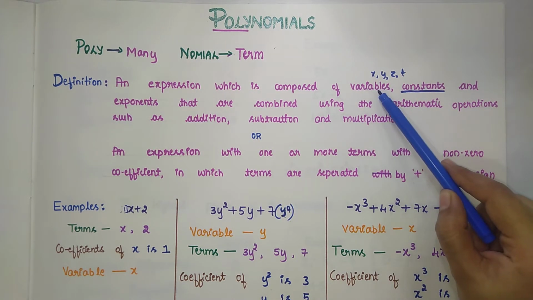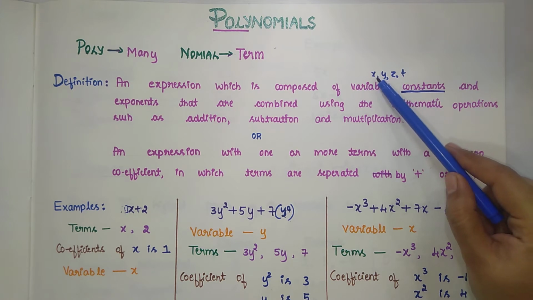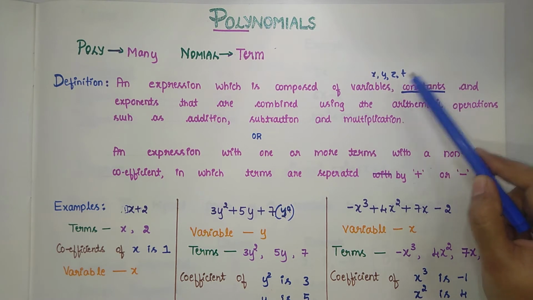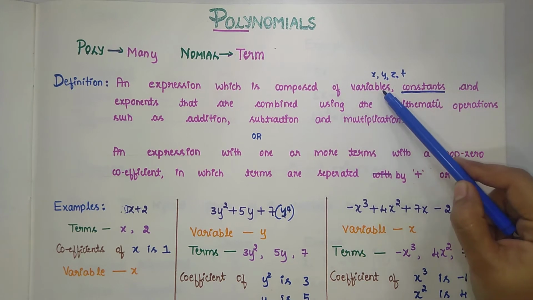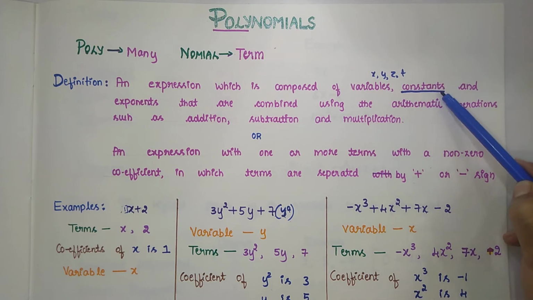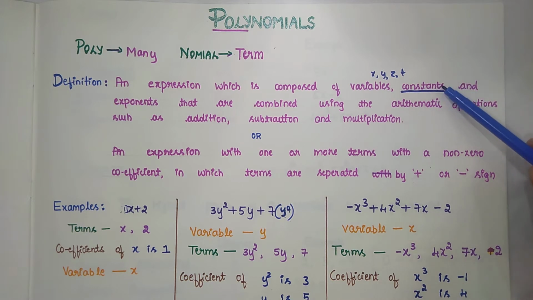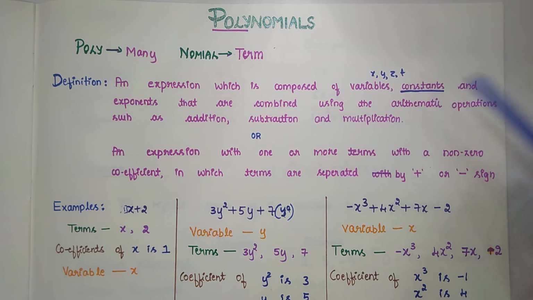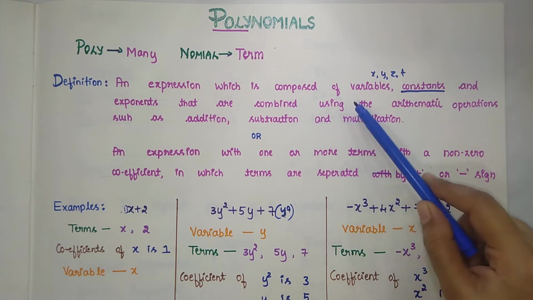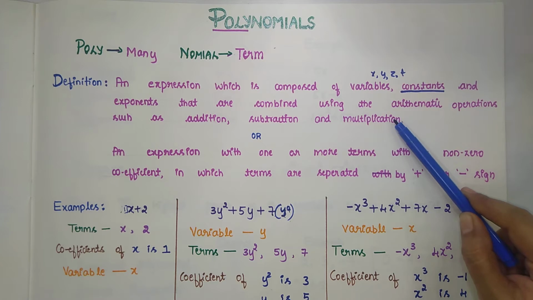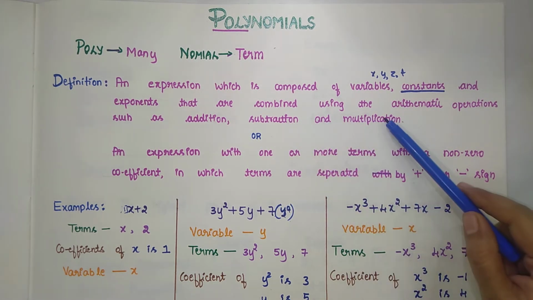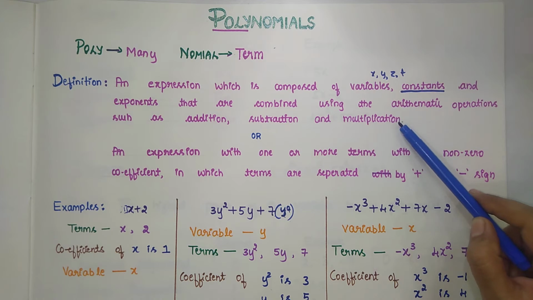Here variables are usually represented with x, y, z or t, and their values are not defined. Their values vary, so they are called variables. And constants are the numbers, either positive or negative, whose values are already defined and remain the same, so they are called constants, that are combined using arithmetic operations such as addition, subtraction and multiplication. And you know that addition, subtraction and multiplication are the basic arithmetic operations.